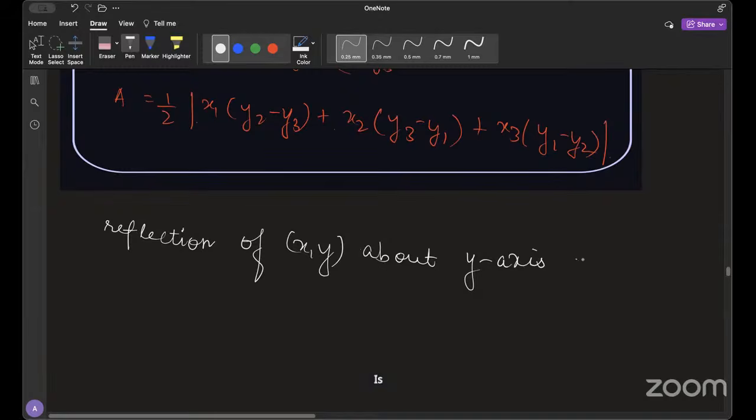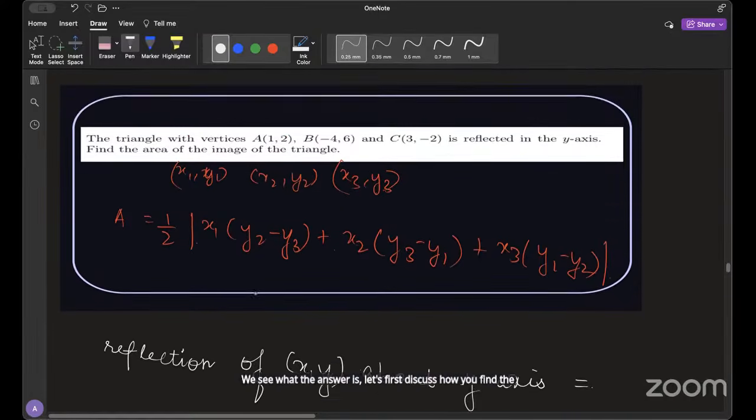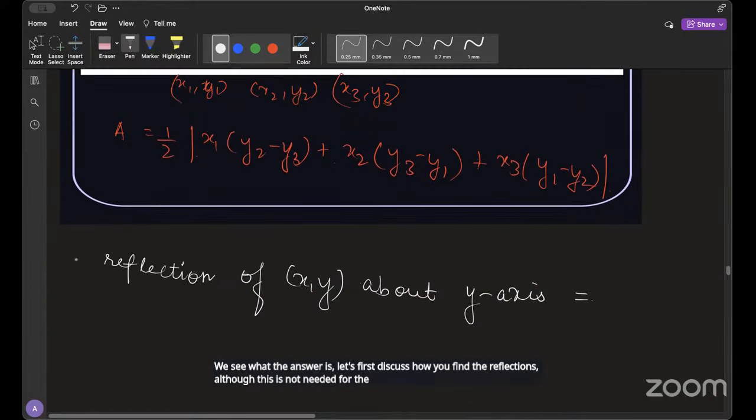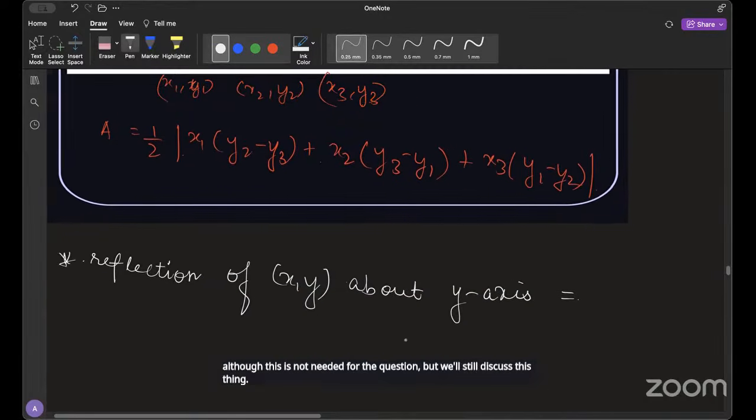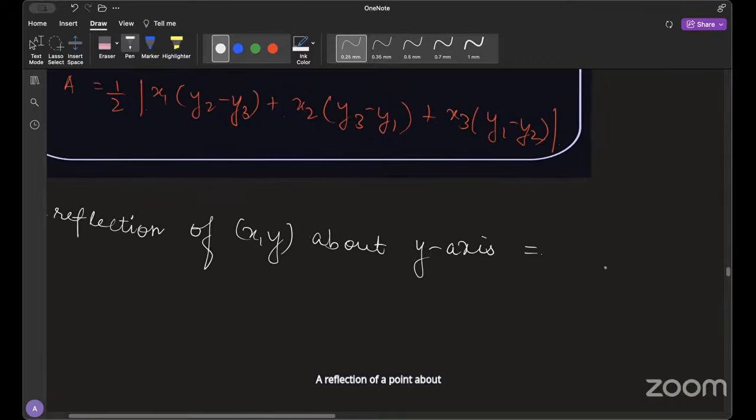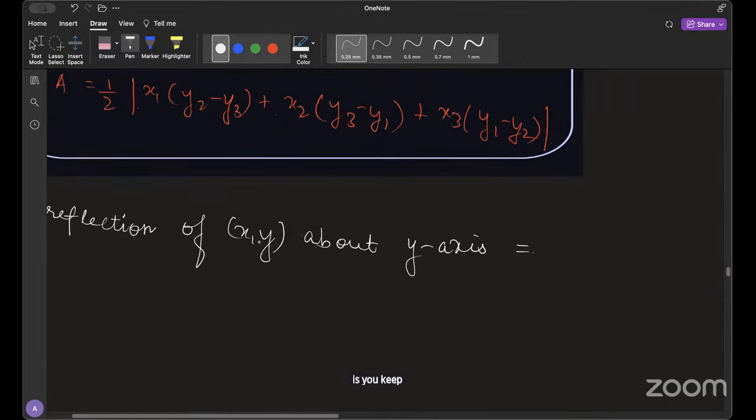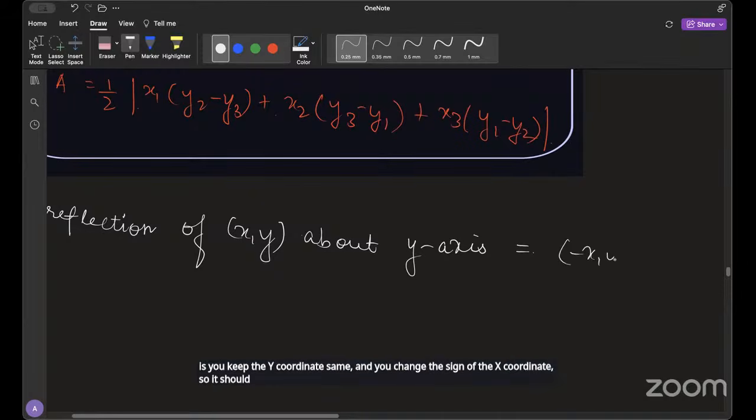We'll see what the answer is. Let's first discuss how you find the reflections. Although this is not needed for the question, we'll still discuss this. The reflection of a point about the y-axis is you keep the y coordinate the same and you change the sign of the x coordinate. So it should be minus x comma y.